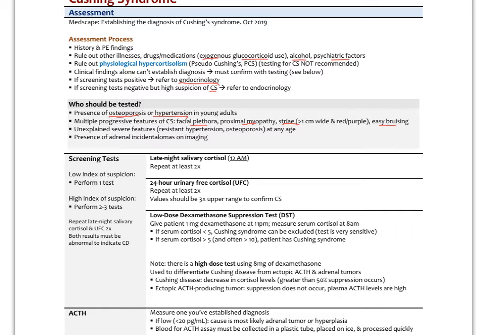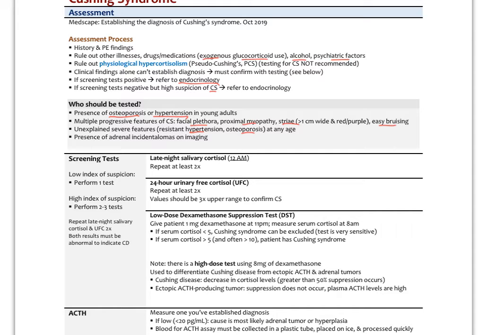Presence of any sort of severe features like resistant hypertension, osteoporosis at any age, and then presence of adrenal incidentalomas. So if you do imaging of the abdomen on an MRI and you find an adrenal tumor, and especially if they have a Cushing-like presentation, we want to work those patients up as well.